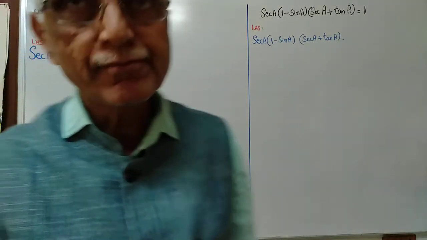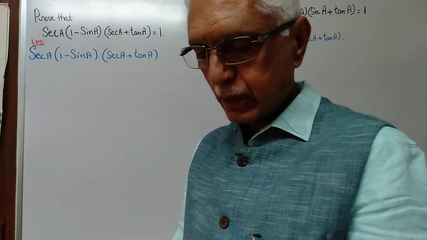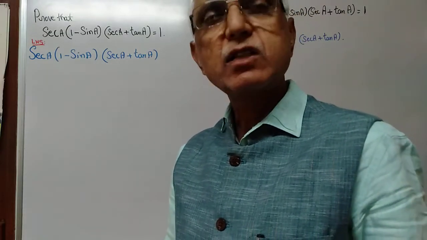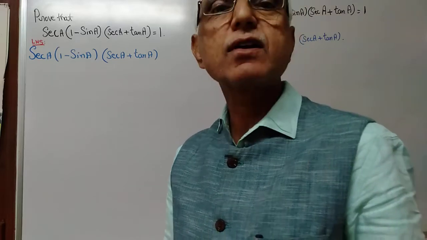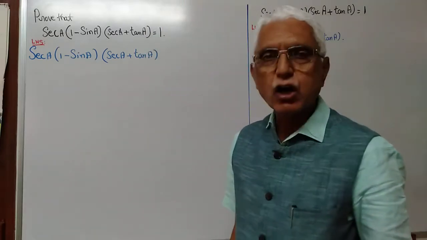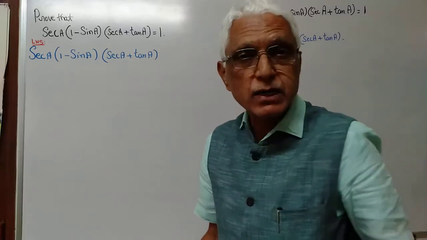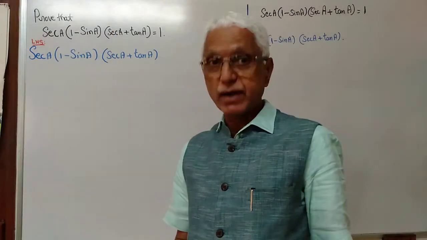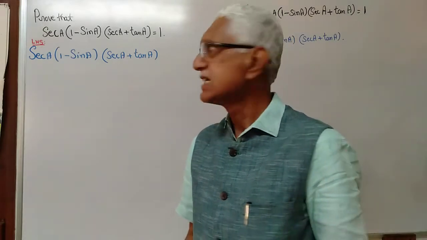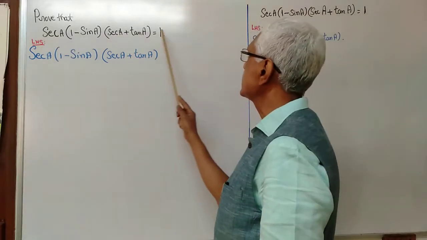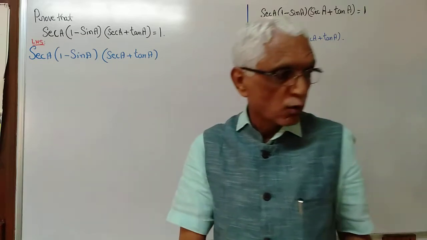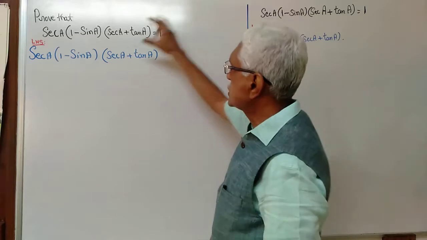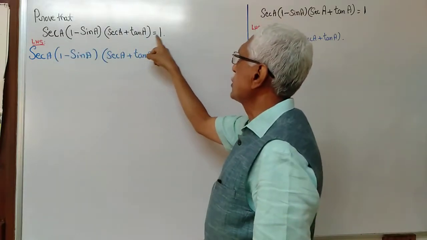Well, my dear children, as I have been telling you from the beginning of the lesson on trigonometry, it's a joy to learn trigonometry. It's a joy to work out problems in trigonometry, and especially problems on trigonometric identities where you are required to prove something is equal to something. Why is it the beauty? Because this left hand side you need to show it is equal to 1.